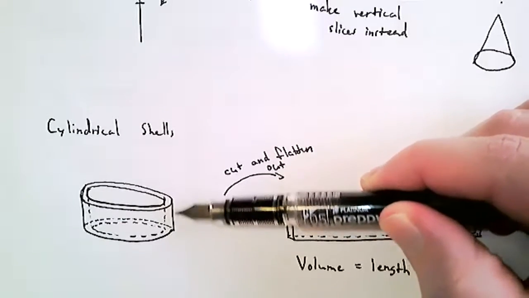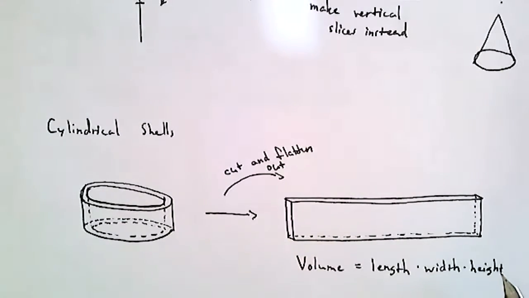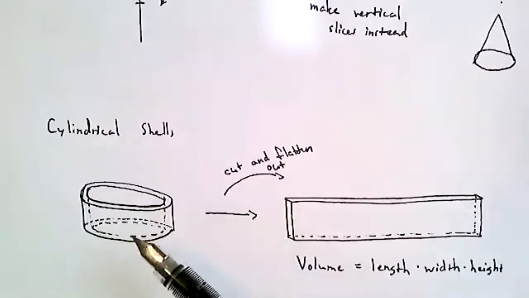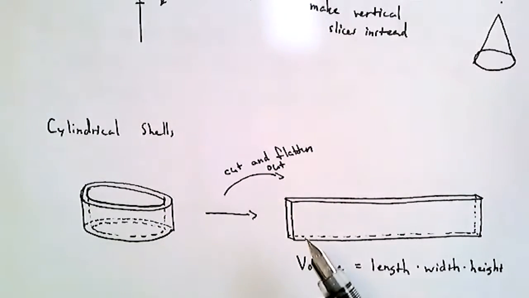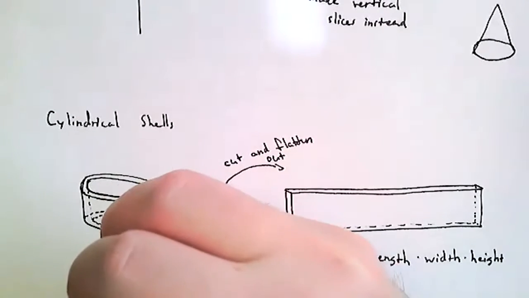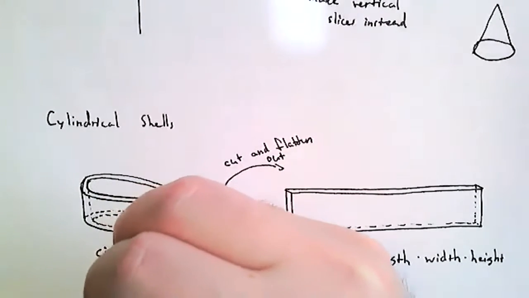The height of this cylinder, we will definitely need over here. But what about the length? So when I make my vertical slice and I flatten it out, what's this flat length? The circumference? Right, it's the circumference of the cylinder. So what is the circumference here? We have to think about it.